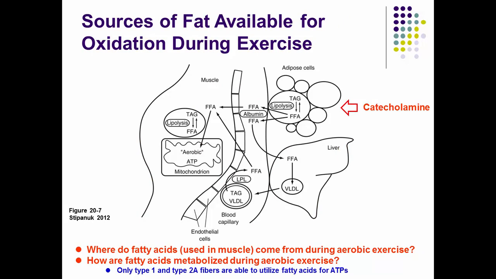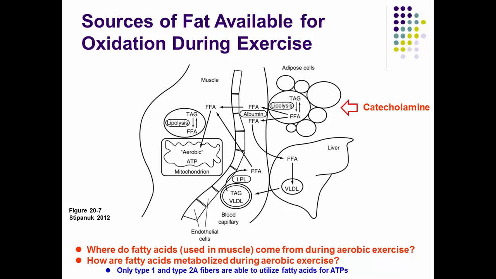Now let's talk about fat oxidation, fat availability during exercise. Remember, during exercise the sympathetic nervous system is stimulated and releases a lot of catecholamines, particularly norepinephrine. These increased catecholamine levels are the big drivers of lipolysis in the adipose tissue. Catecholamines can stimulate the hydrolysis of triglyceride, or lipolysis, and release fatty acids. So a lot of fatty acids are released from adipose tissue during exercise because of the increased catecholamine levels.